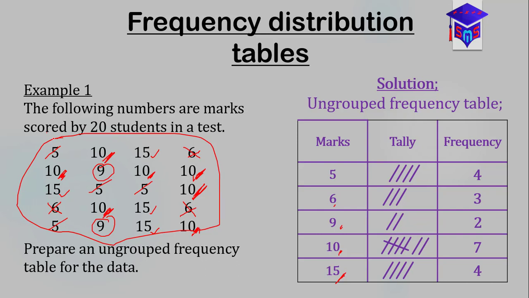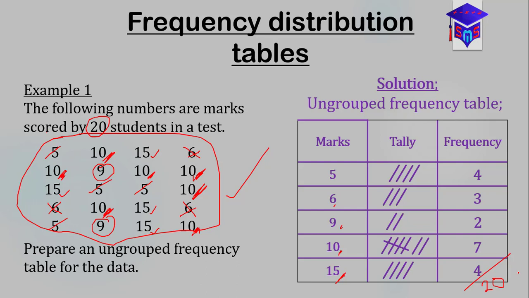Alright, and there's one thing you need to take note of. Anytime you construct a frequency distribution table for a data set like this, you're given that this data is for 20 students. Okay, so every time when you are done, you have to check whether the sum of the frequencies is the same as the number you have over there. So let's do this and see whether we are going to get 20. You have 4 plus 3 is 7. 7 plus 2 is 9. 9 plus 7 is 16. And 16 plus 4 is giving us what? 20.